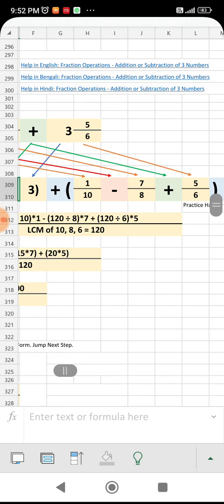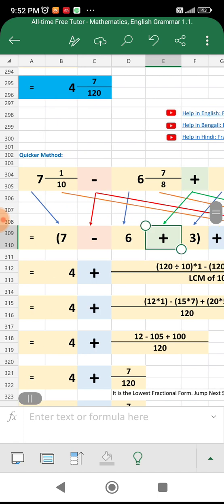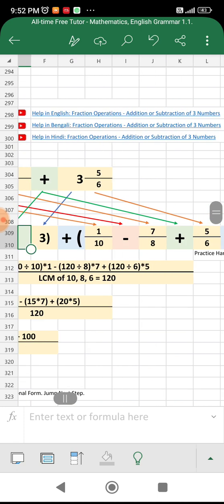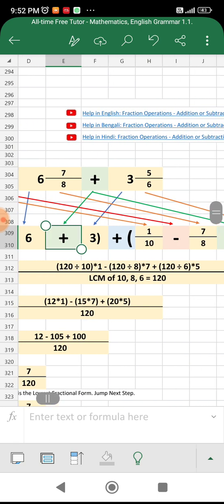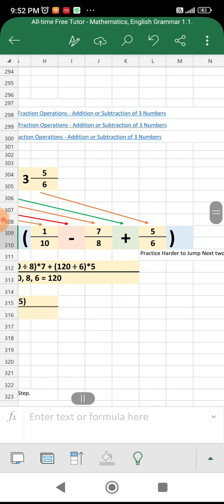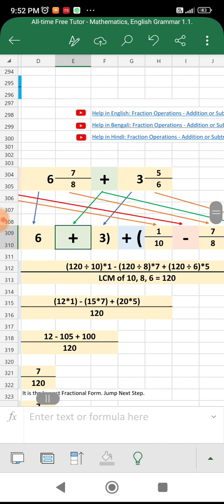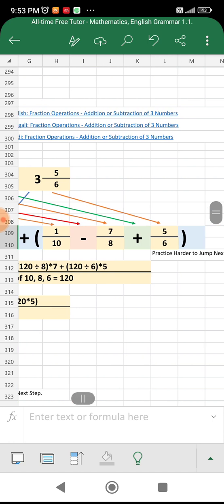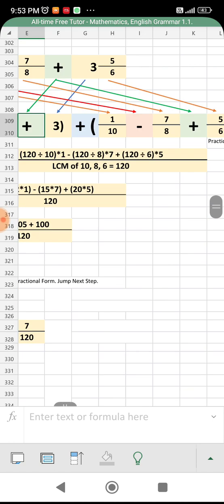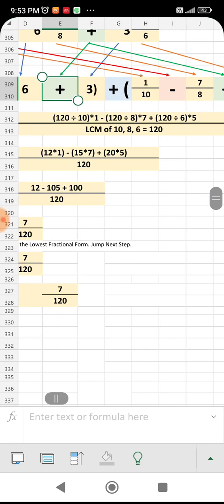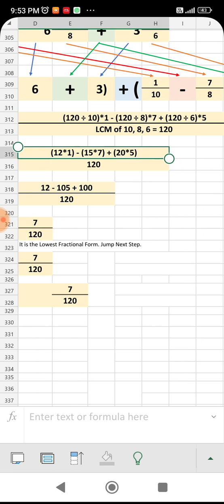And in the fraction section, look at the fraction section. 1 upon 10, 7 upon 8, 5 upon 6. This minus comes between here and this plus comes between these two. Now see, look at this multiplication. 12 into 1, 15 into 7, 20 into 5.